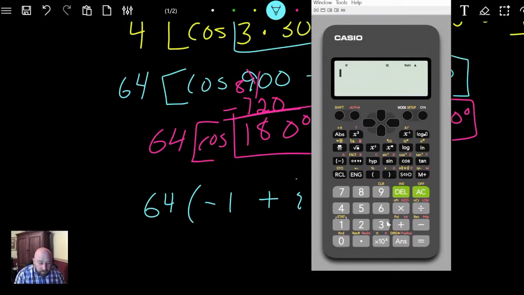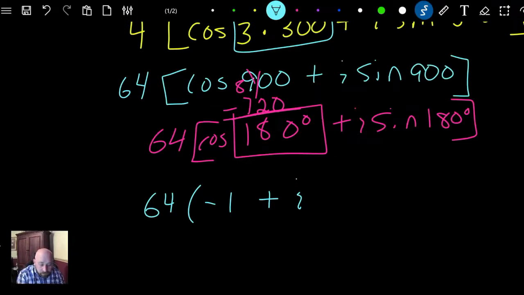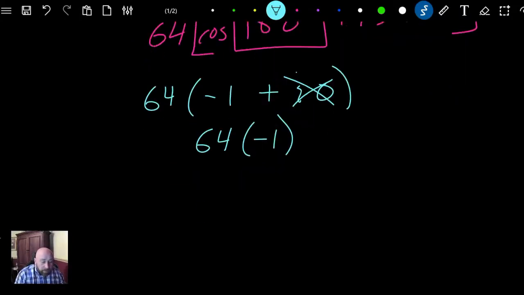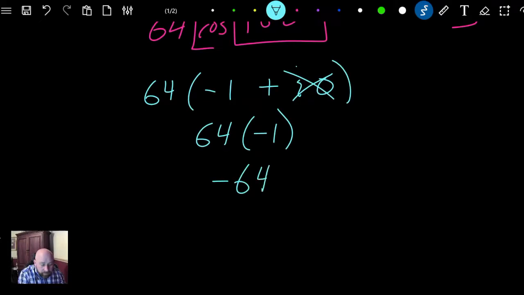Let me show you that it's the same thing. The sine of 900 is going to be the same. They're both 0 because they're in the unit circle. You wrap it 3 times and you come up with the same thing. So 0. So I times 0 basically. So what happens here is really this guy just goes away. So you end up with 64 times -1, and so you get -64 would be your answer.